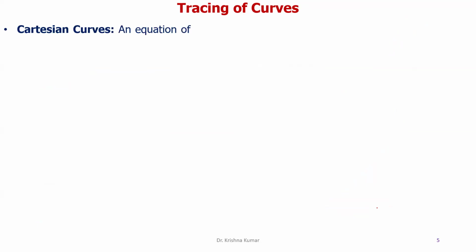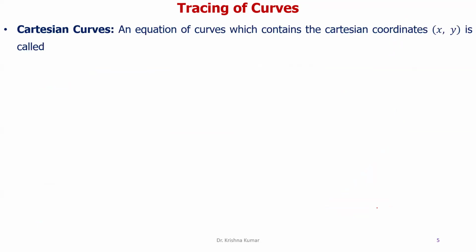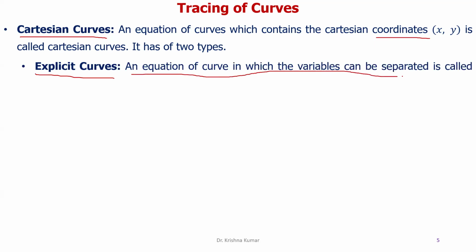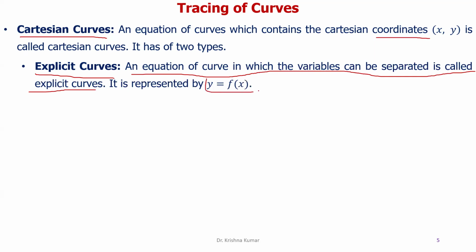Now there are different types of curves. The first type of curve is called Cartesian curve. An equation of curves which contains the Cartesian coordinates x y is called Cartesian curve. It has two types. The first one is called explicit curves. An equation of curve in which the variables can be separated is called explicit curve. It is represented by y is equal to f of x.